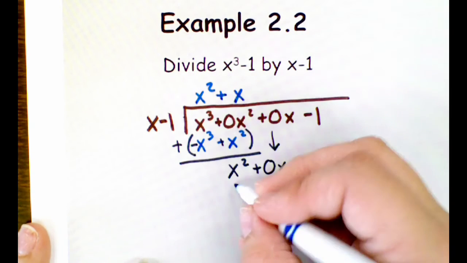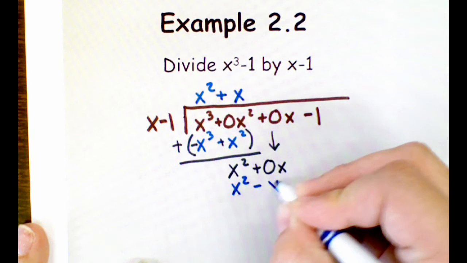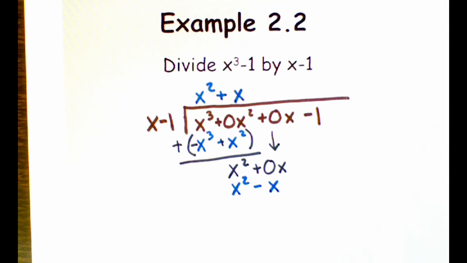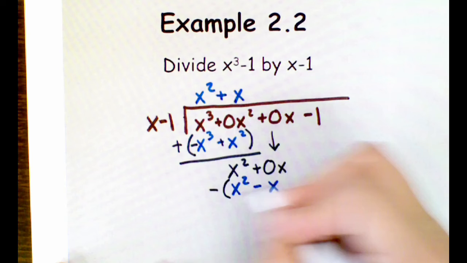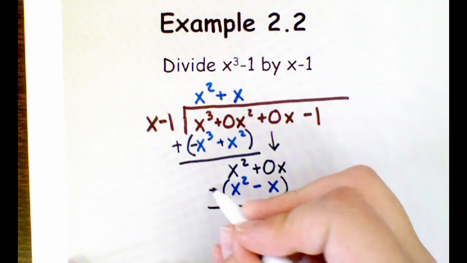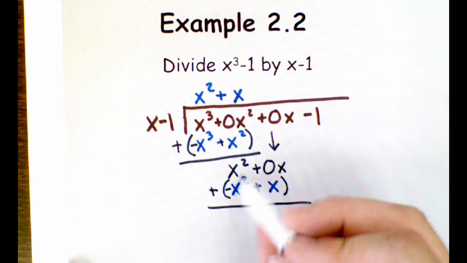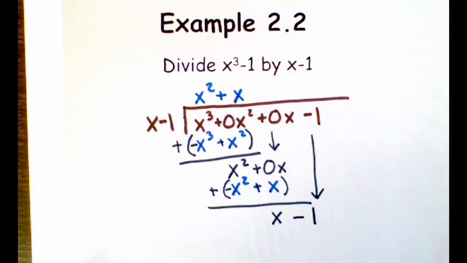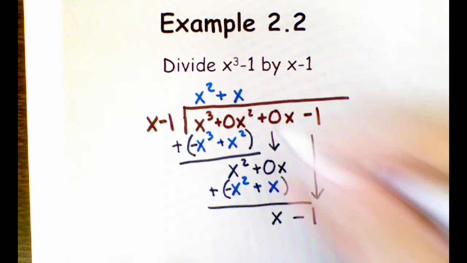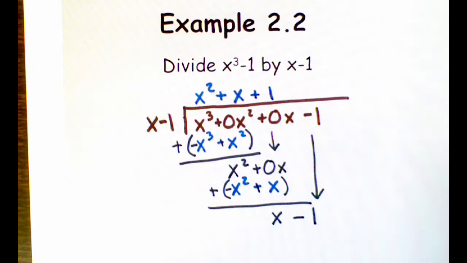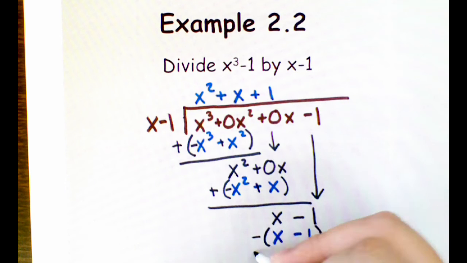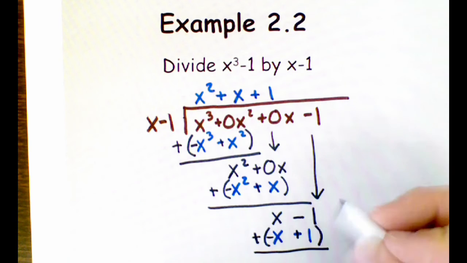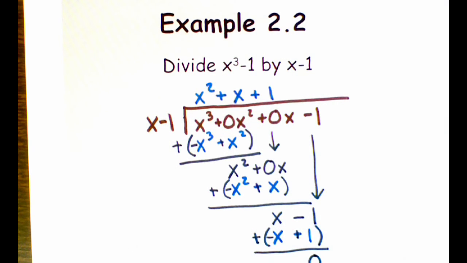x times x minus 1 makes x squared minus x. And then again, we subtract. I like to distribute my minus. There we go. I get a 0 plus x. Bring down my last term. x times what makes x? Well, that's a positive 1. 1 times x minus 1 is x minus 1. And now when I subtract, change my signs, I get a remainder of 0.